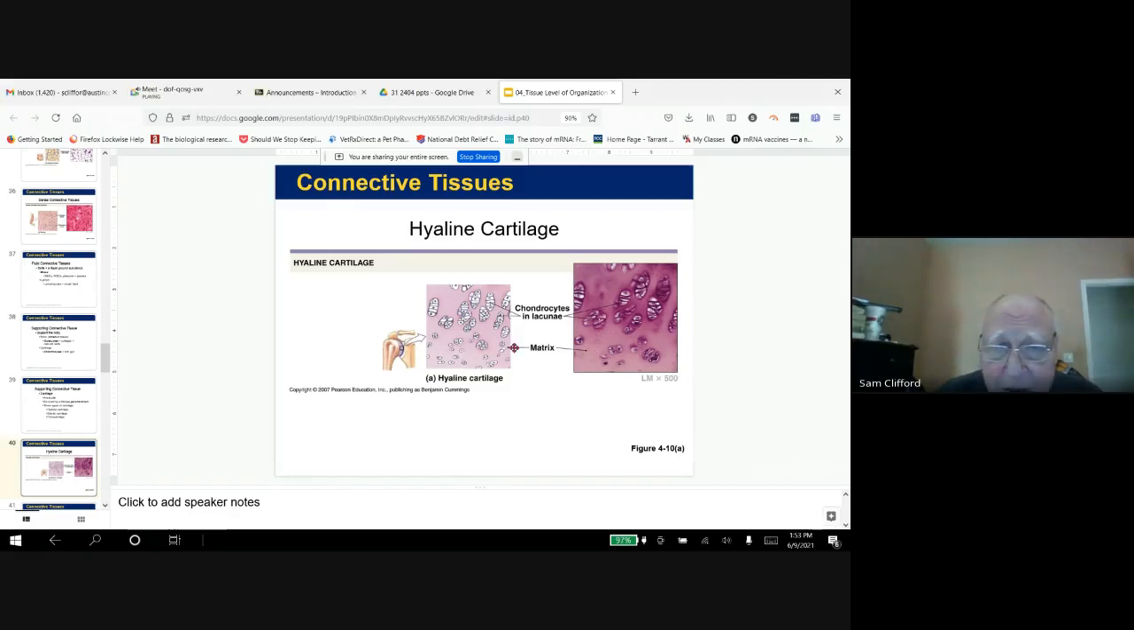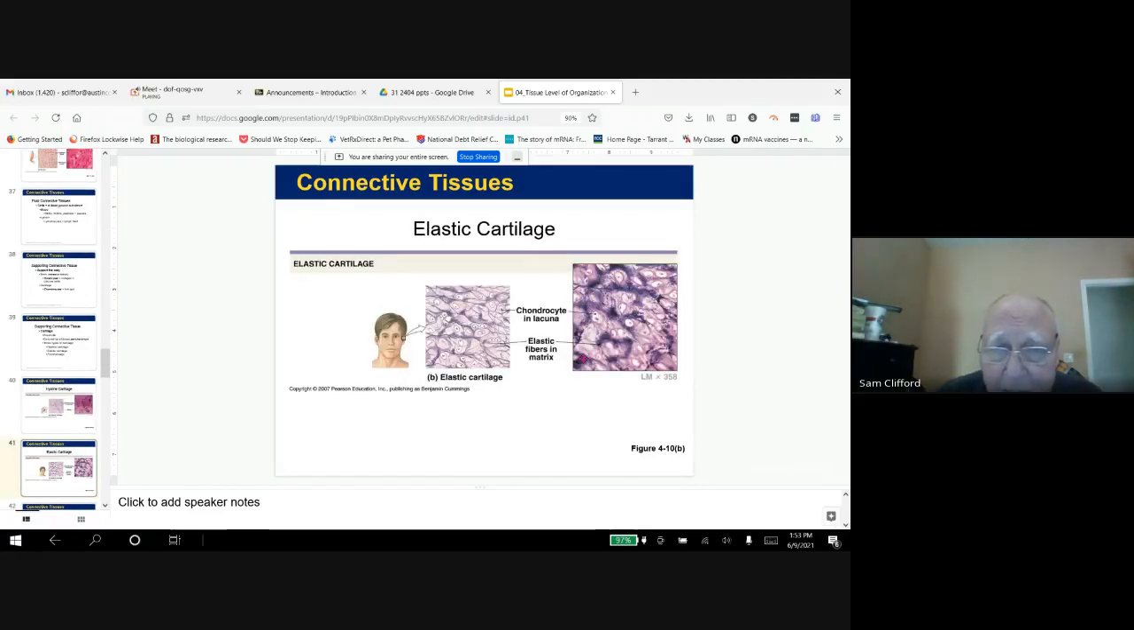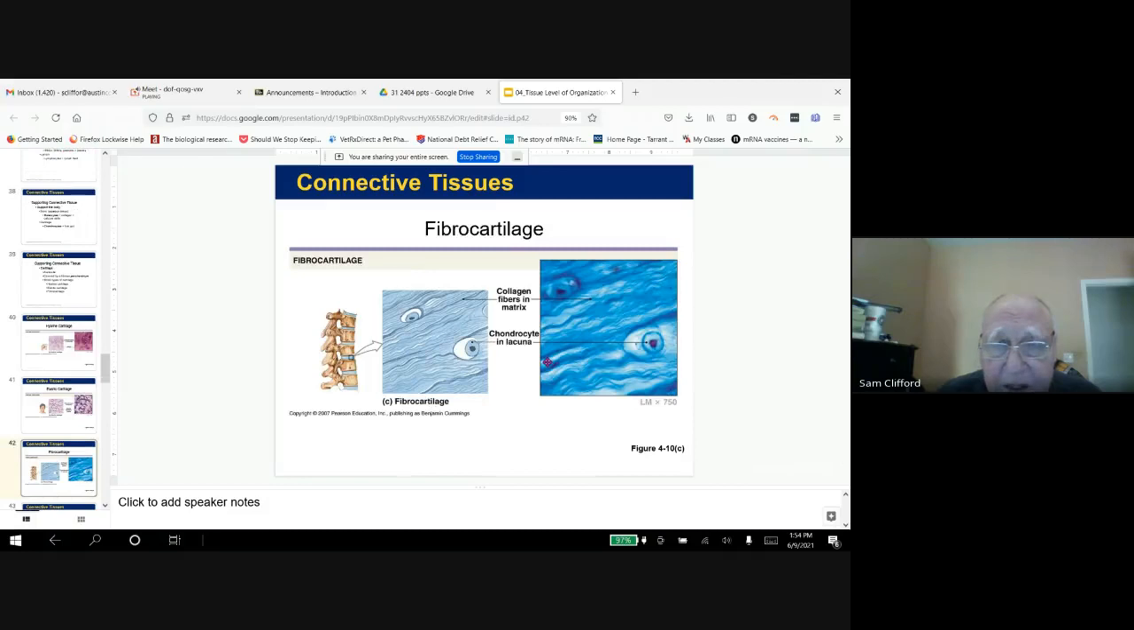So hyaline cartilage is at the end of all bones at all joints. Elastic cartilage is just like hyaline cartilage, except it's full of elastic fibers. Your ear is the primary location of that elastic cartilage. Fibrocartilage is layers of collagen with chondrocytes. It's dense. The intervertebral disc is a primary location.